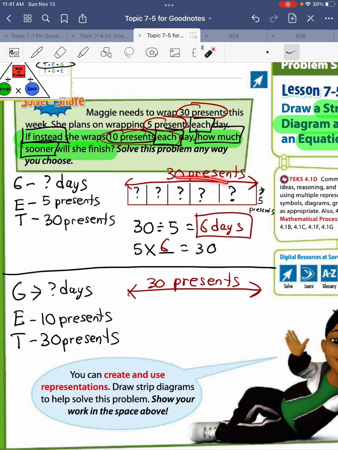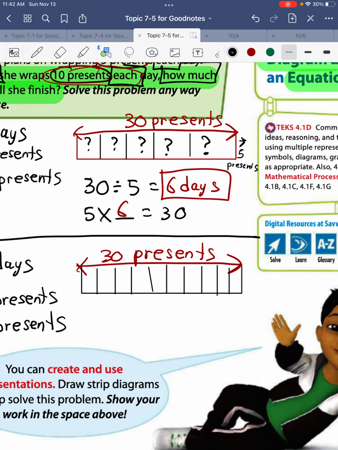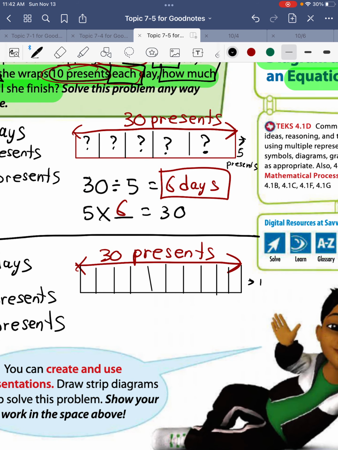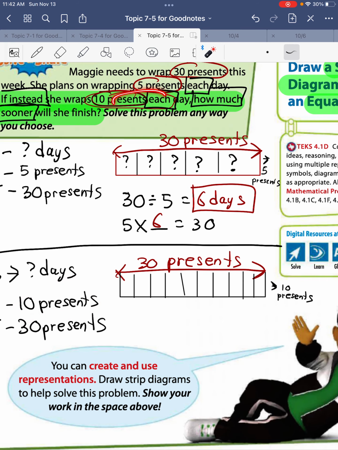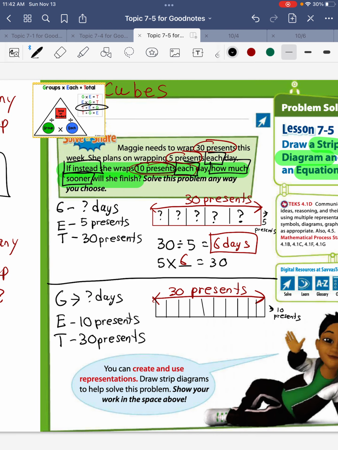And instead of 5 boxes, I'm going to make 10 because I have 10 presents that she wraps each day. So 1, 2, 3, 4, 5, 6, 7, 8, 9, 10, okay? And so I can label it again, these are my 10 presents. Okay, so in case you're wondering where is she getting the 10 boxes from, those are my 10 presents that she wraps each day. And so, just like the first one, I do not know how many days it's going to take her to wrap these 10 presents.